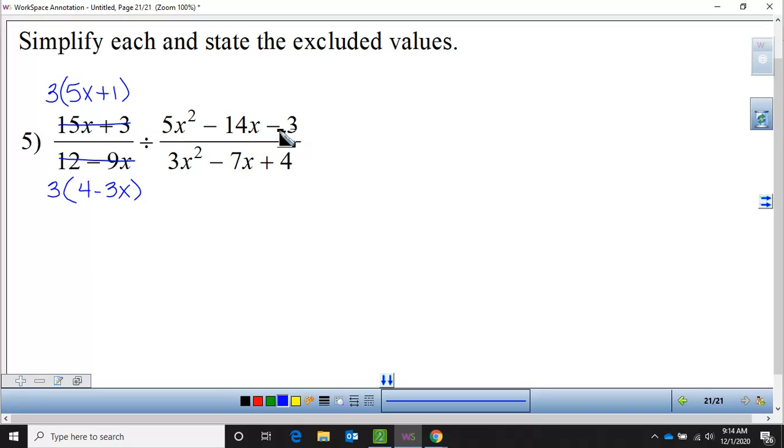Now I have a trinomial. Do these 3 terms have something in common? No, so I can't get rid of any of these numbers or reduce them. I have to deal with this lead coefficient. There's several ways to do this.